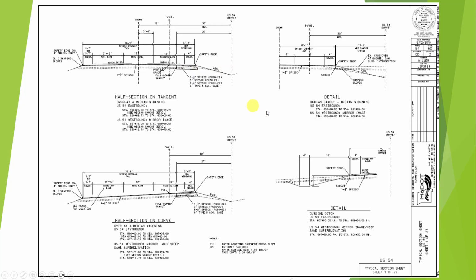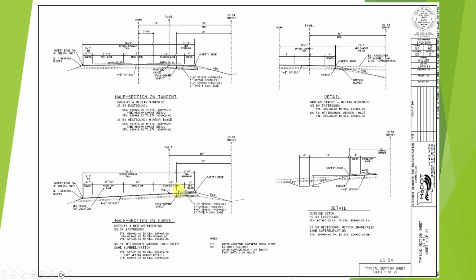Now in other station ranges there may be other kinds of occurrences that need to happen, and in this detail we're looking at a median saw cut, median widening. So you come out and you detail this up and you talk about it going from this station range to this station range. So this information pertains to those station ranges. And then you have a half section on a curve. So we had a half section on a tangent, and a tangent is a straightaway. Okay, it's a straightaway, there's no curve. And then when you get to a curve, it changes a little bit.